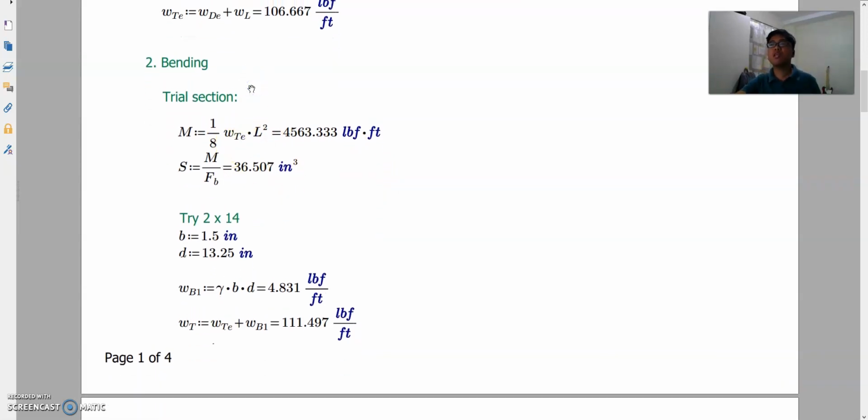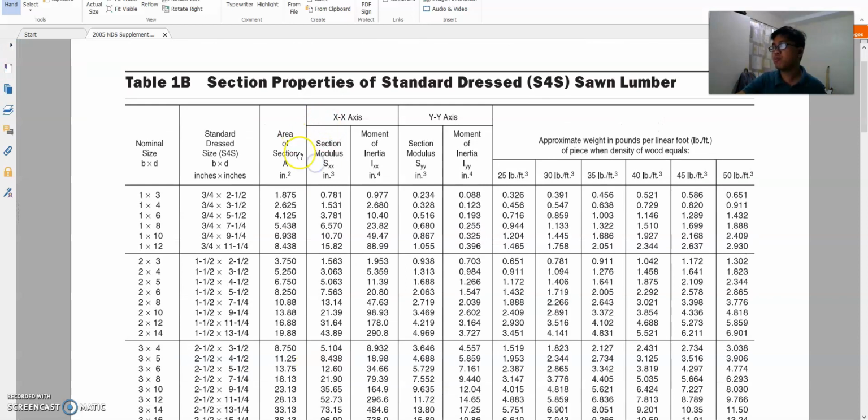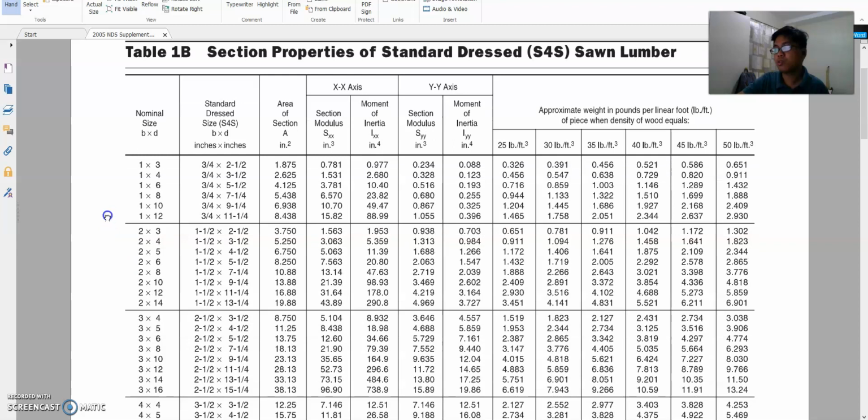And then how should we look for the trial section? Well, as you can observe from our section properties, we have section modulus, which is more convenient to use rather than determining the I and C, right? Because it's just a single quantity. So let's solve for S, which is 36.5. And then from that, we find our trial section. Okay. So 36.5, how should we choose?